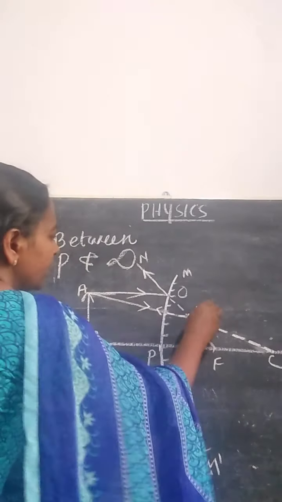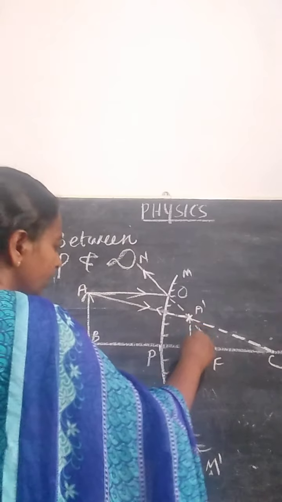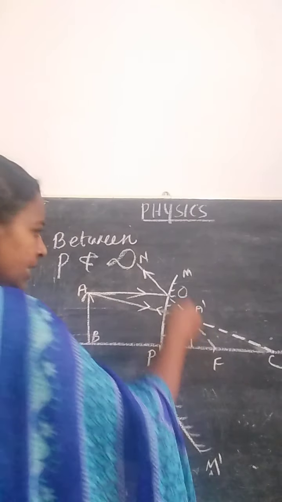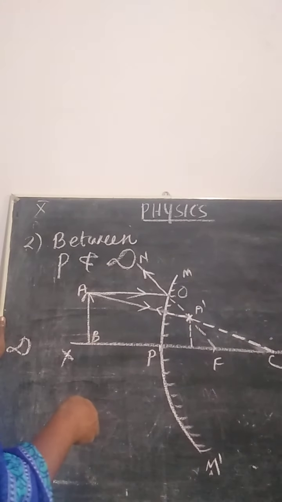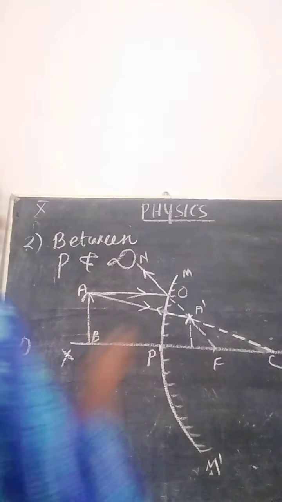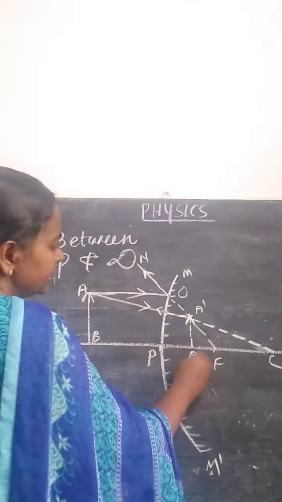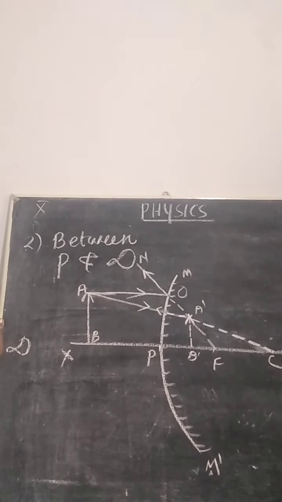So here I can mark A dash, and to get the complete image I want to draw a perpendicular to the principal axis in downward direction. Okay, and this is the top. Let me show the top by using an arrow mark. So A dash, here it is B dash. So A dash B dash is my image.